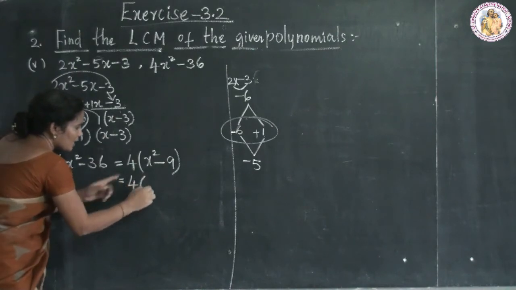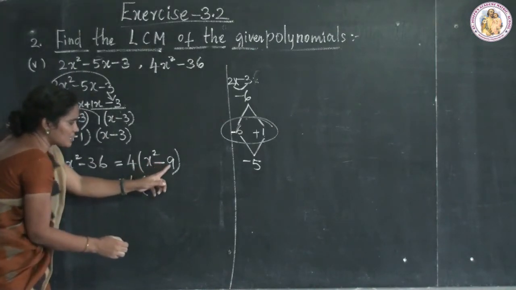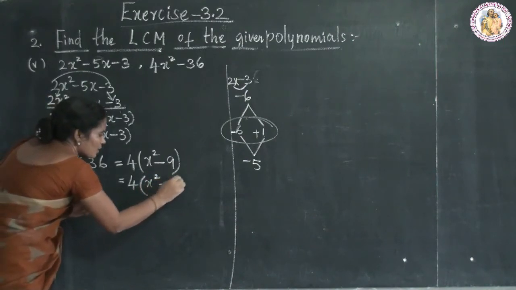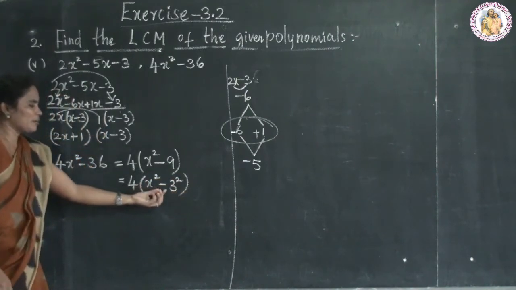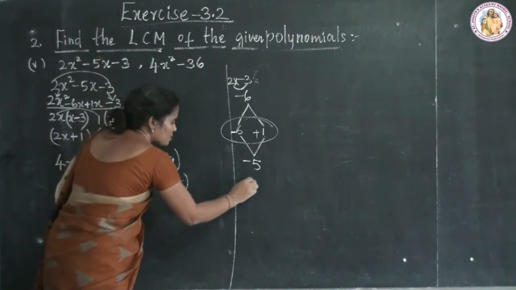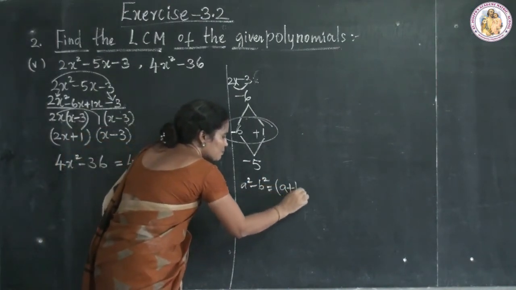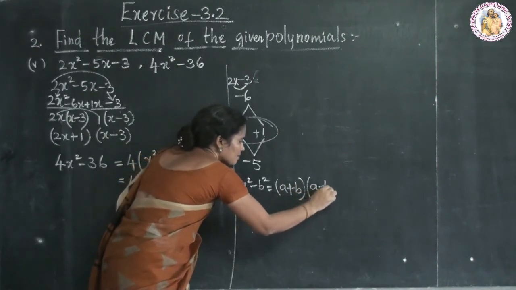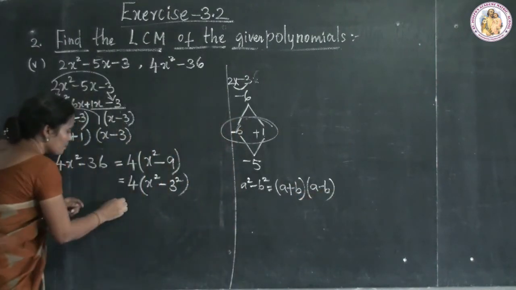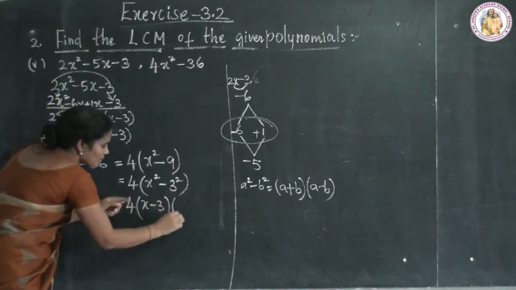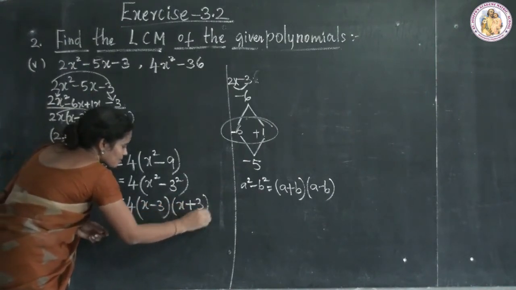Now you can see again we have x square minus 9, that is x square minus 3 square. So that it is a square minus b square. What is a square minus b square? A square minus b square is nothing but a plus b, a minus b. Okay, now 4 into x minus 3, x plus 3.